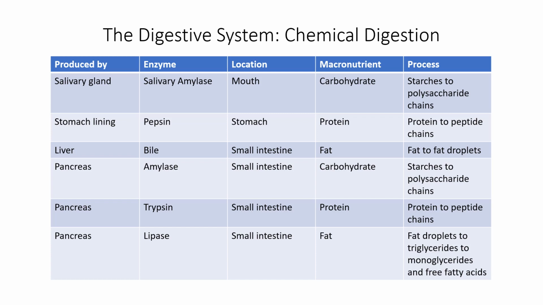The pancreas will secrete 3 different types of enzymes in the small intestines. So you'll notice how, once again, most of these enzymes are being secreted into the small intestines because that's where the majority of absorption happens. So amylase will break down carbohydrates further into more polysaccharide chains. Trypsin will break down protein into the peptide chains, and lipase will break down those fat droplets into triglycerides, monoglycerides and free fatty acids.